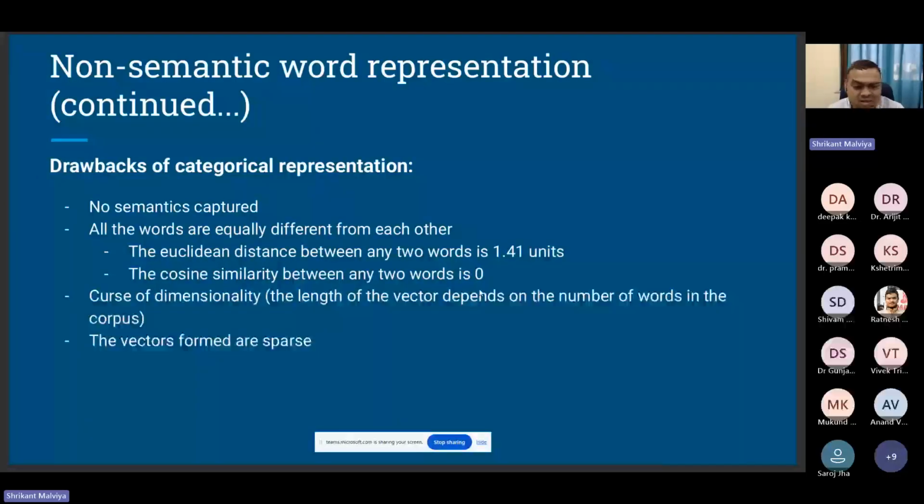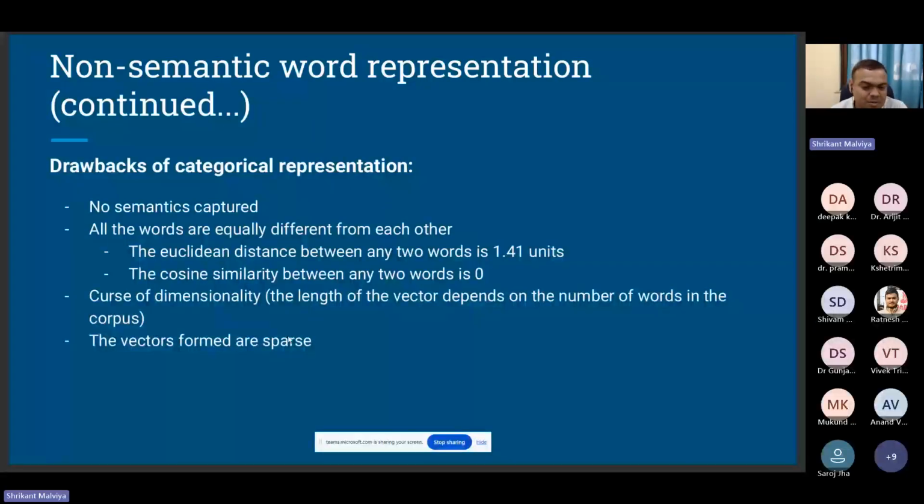So that's why there is no semantic information. Even if you calculate the Euclidean distance of two word vectors, you will always get the same value. So there is no semantic information at all that you can use. It also suffers from the curse of dimensionality, because if the corpus has thousands of words, each word has to be represented by that many dimensions, and almost all the numbers would be zero except the only one which is the index or id of that word.